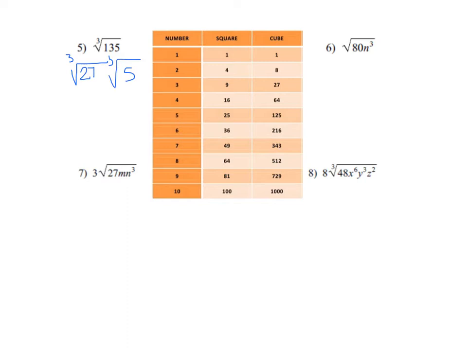And then that cube root of 27 is just 3. Cube root of 5 stays put. All right, so now let's do some that have some variables in there.